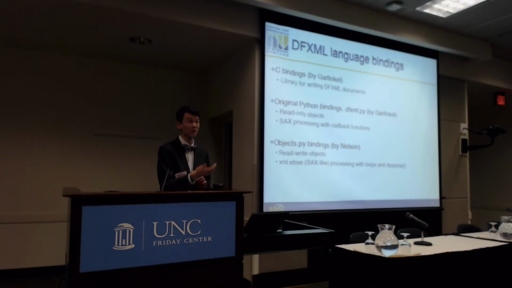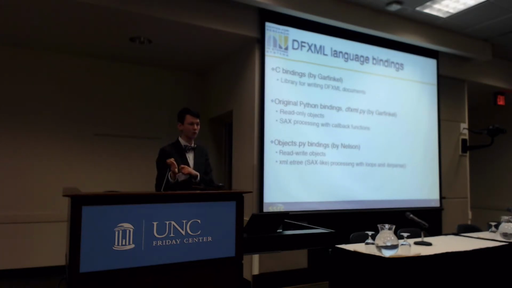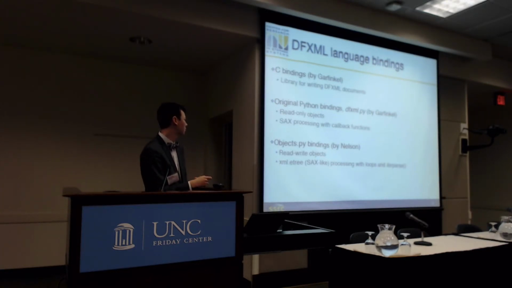If you want to have a callback function in your code, I saw a need for writing a different set of bindings that could also let you generate a stream of DFXML as in-memory objects instead of having to write text and then write a Python program to read the text. It seems a little backwards to try to do that. So there's this set of objects bindings that you do read-write objects. I've used this to implement DFXML generation in previously existing file parsers in Python.